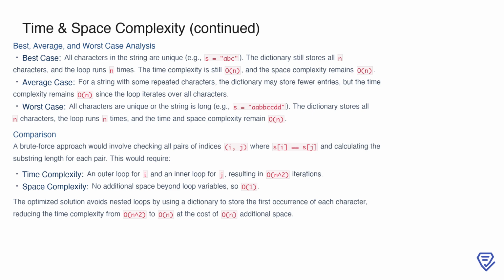By contrast, a brute force approach, which examines all pairs of indices (i, j) to find matching characters, would require two nested loops, resulting in O(n²) time complexity.